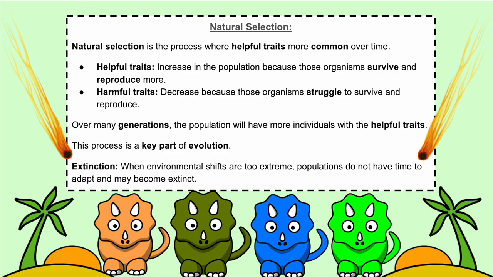But here's the thing. If the environment changes too fast and no organisms have traits to survive the environmental changes, the whole population might go extinct, just like what happened with the dinosaurs. So, the next time you see a squirrel climbing a tree or a fish swimming upstream, remember, its body is full of helpful traits passed down over generations, all thanks to natural selection.